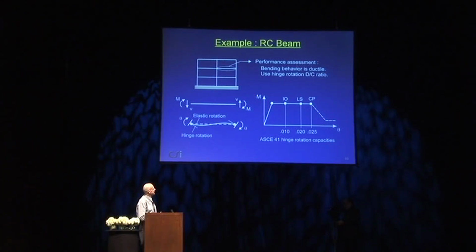And so you might get a moment rotation relationship for the end of the beam. This is the moment on the beam end, and this is rotation of the beam end. It looks something like this. This is a simple version. Elastic, perfectly plastic, and then possibly strength loss.